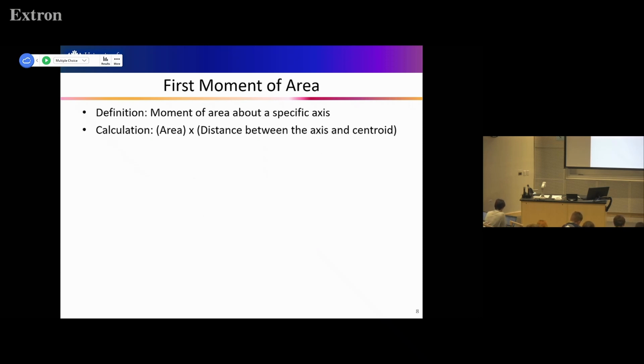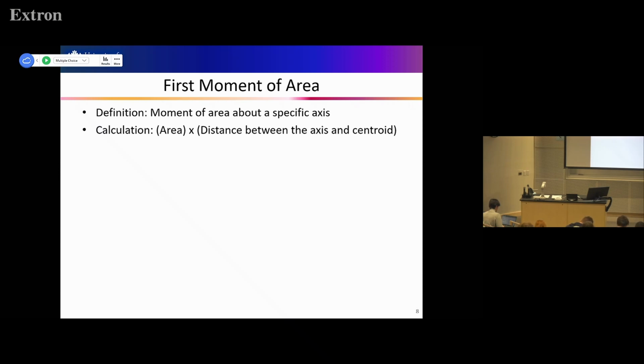Okay, and any question about the centroid? Okay, then move on to the first moment of area. So the definition is the moment of an area about a specific axis. So what was the moment? Force times moment arm, or F times the perpendicular distance, or R cross F.